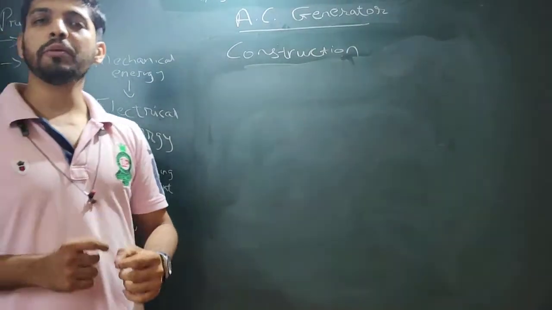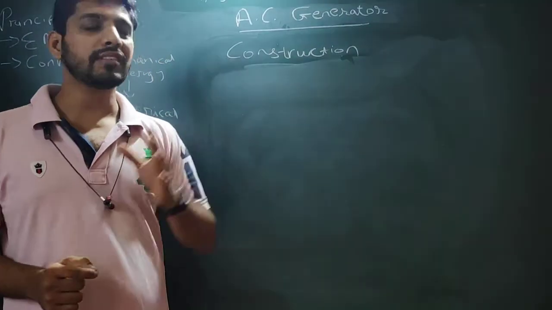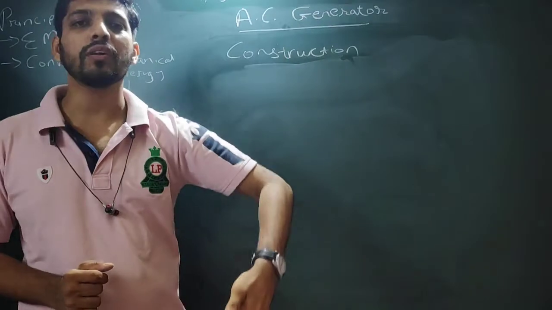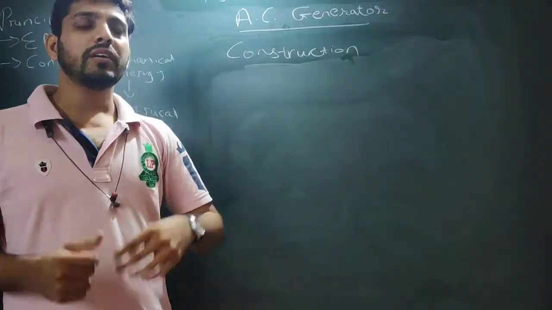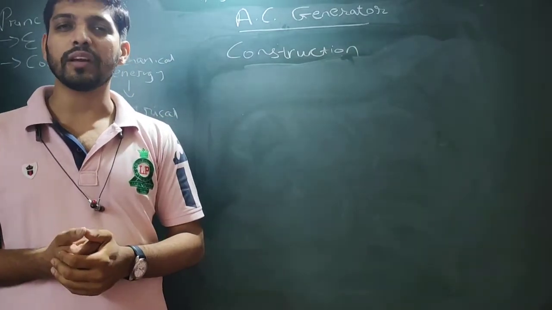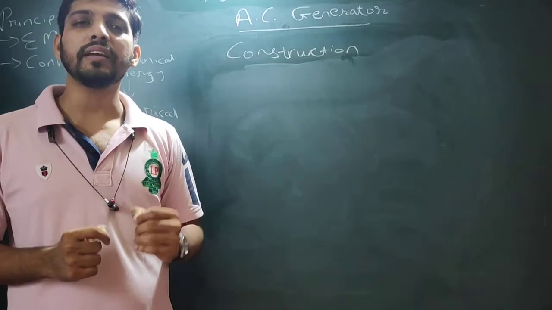What do you mean by alternating current? It is alternating its direction. If once it is going in this direction, then it will go in this direction. Once it is going upwards, then it will alternate its direction downwards. In short, we can say if once it is going in positive direction, then it will go to negative direction. Simply it is alternating its direction. That's why it is known as alternating current.